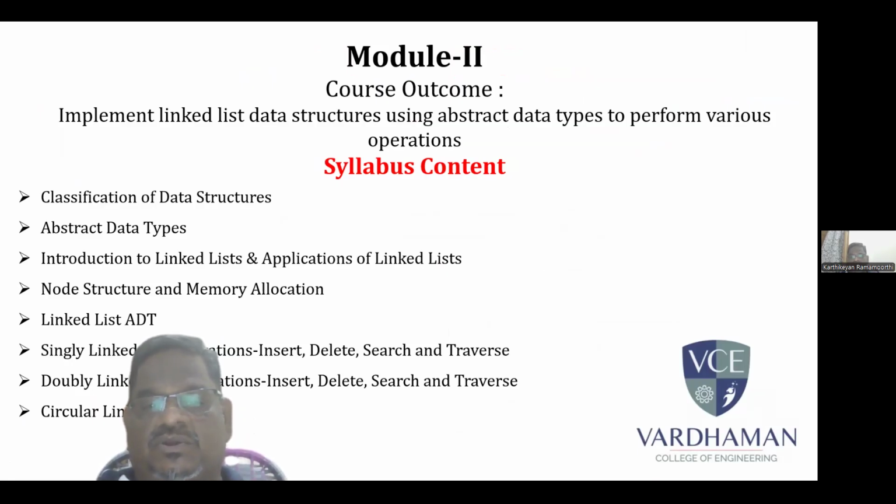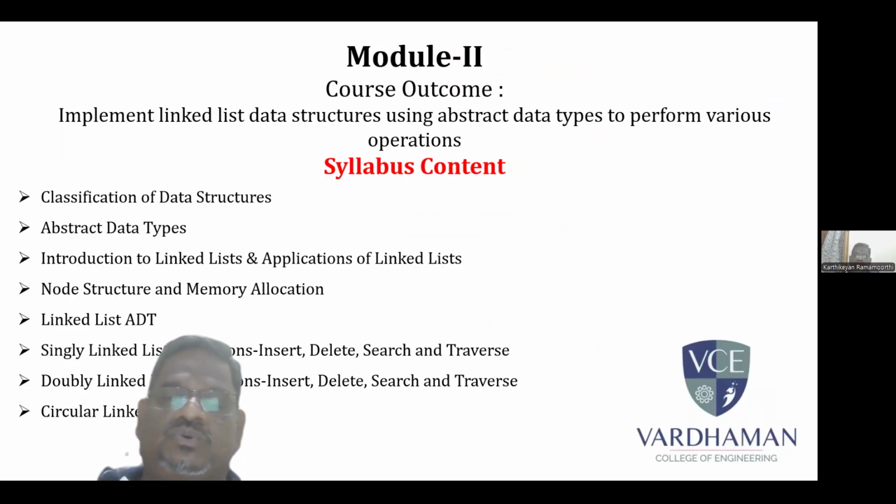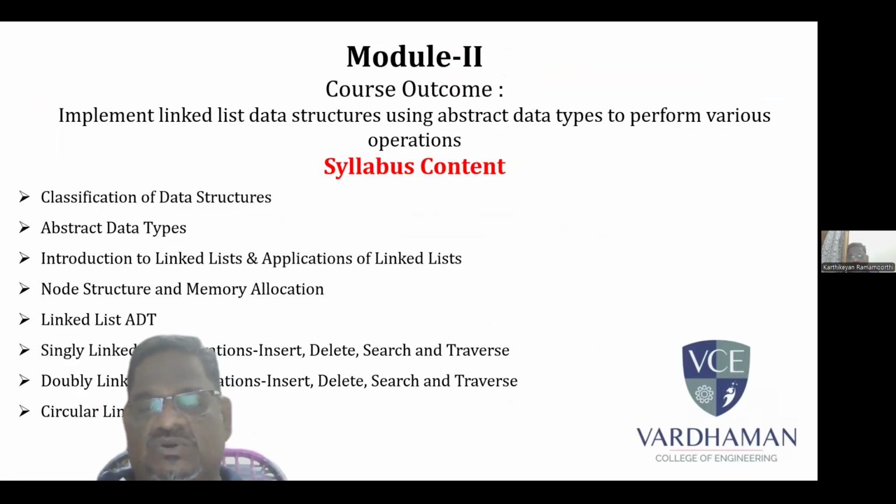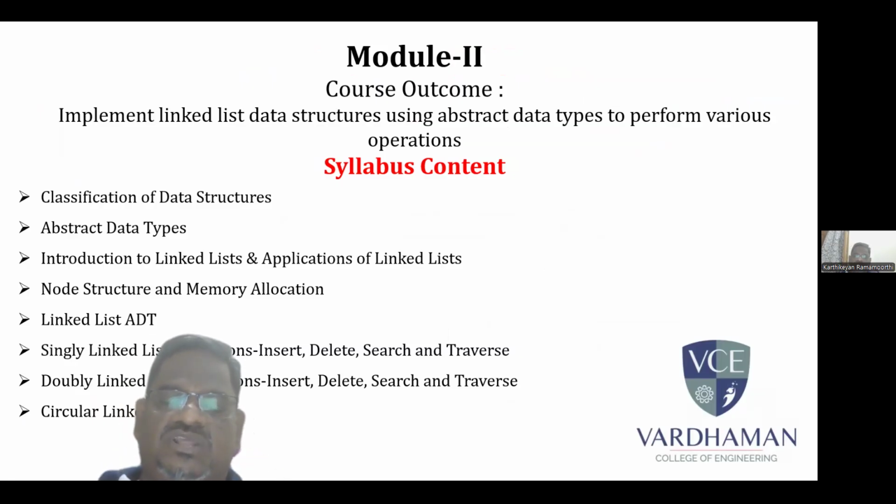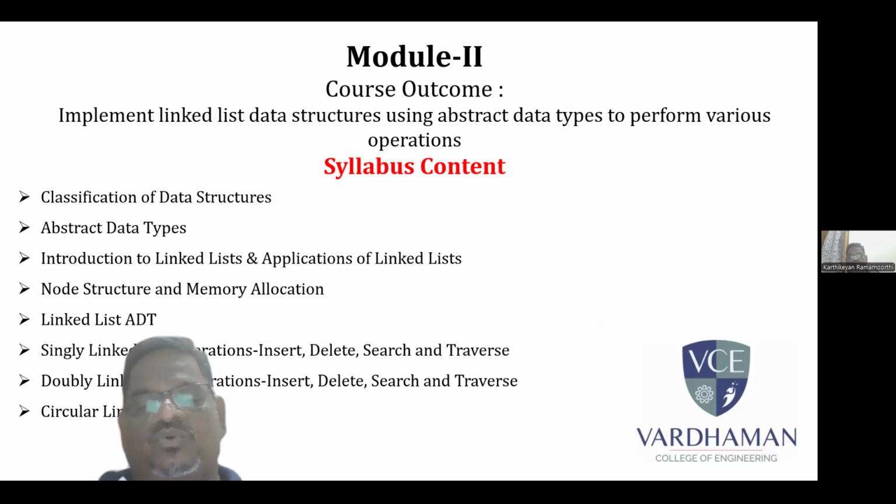Today, we are going to start module 2. Before we enter into the concept, we should know the course outcome of this module 2. The course outcome of this module is to implement linked list data structure using abstract data type to perform different kinds of operations.